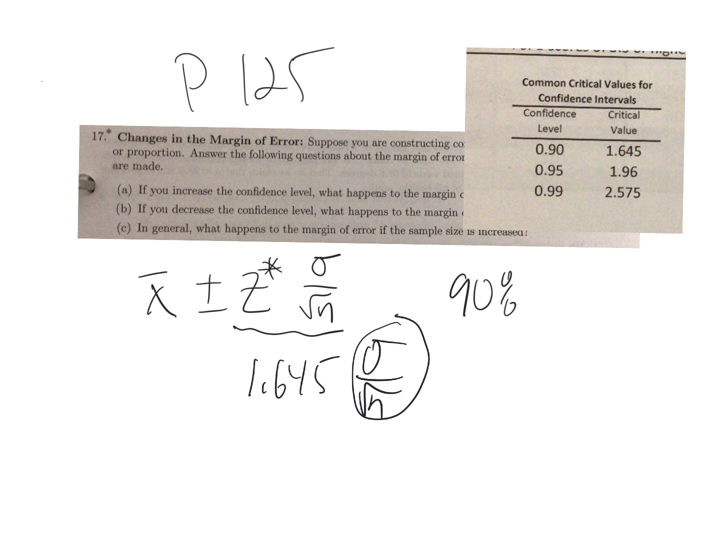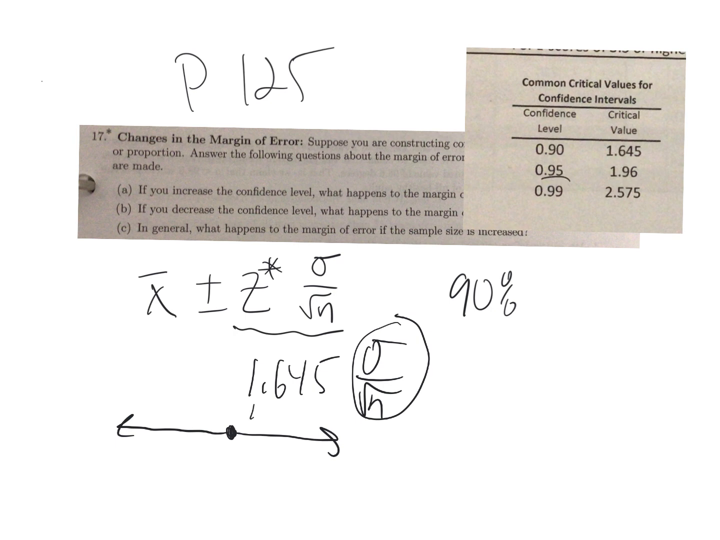This is what decides it. You have your point estimate, and then how far down you go. Okay, and versus a 95% confidence interval.